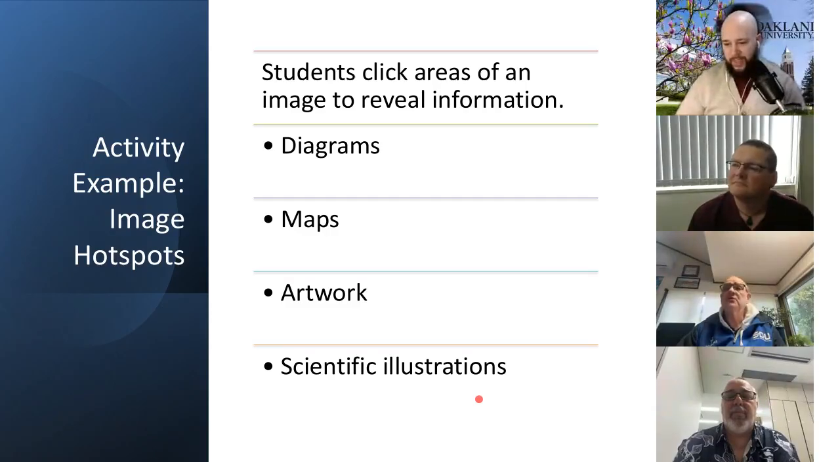So image hotspots in a nutshell is a picture where there are certain areas where you can click. Image hotspots is a little different than find the hotspot, for example, or multiple hotspots. Multiple hotspots just means it's a picture with numerous things you can click on and learn about. Find the hotspot is more what I use with my students after they've already done some learning.